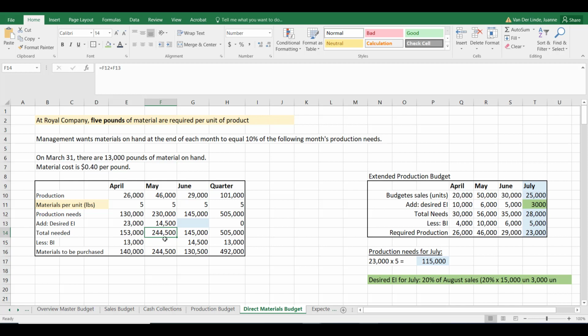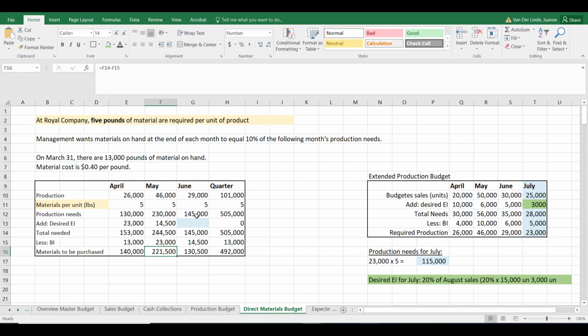But I don't necessarily need to purchase all of that. I would have started May with something, right? Because I ended April with something. So April's ending inventory becomes May's beginning inventory. So we're going to subtract out from the 244,500 May's beginning inventory, which is simply April's ending inventory here. So when we take 244,500 minus the 23,000, that means we only need to buy, or budgeted amount, we estimate we'll only need to buy 221,500 pounds of materials for May.